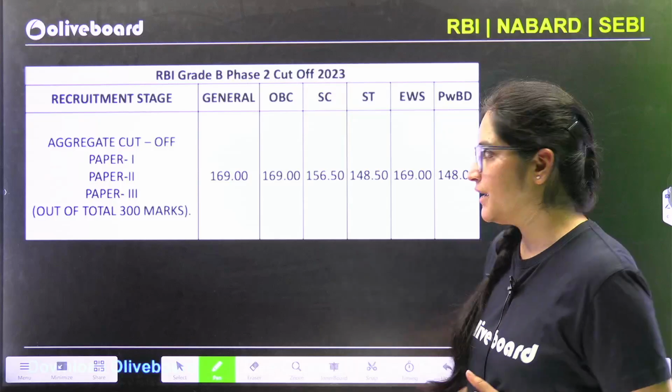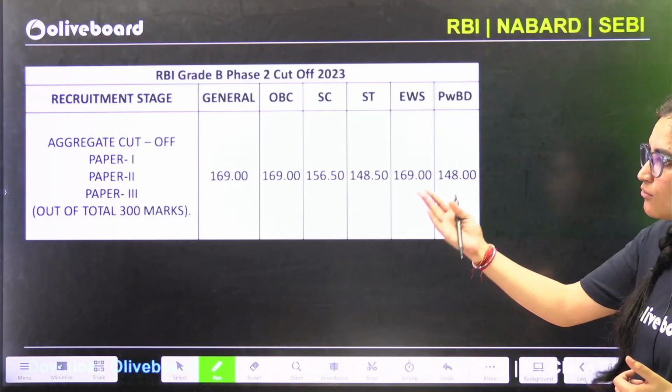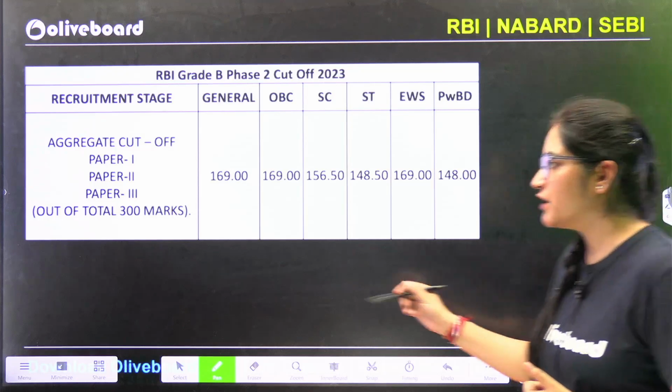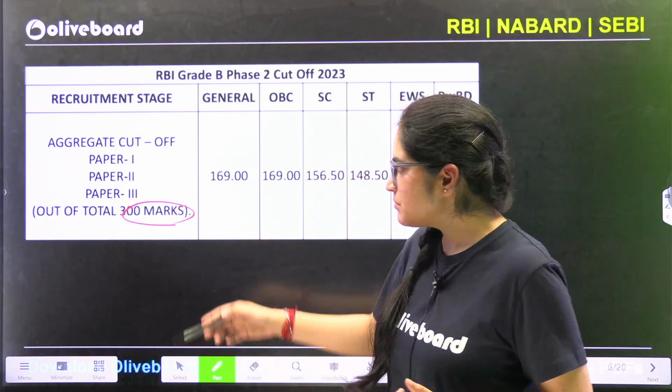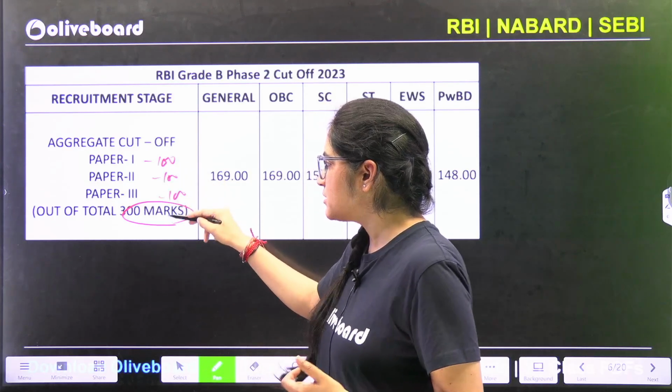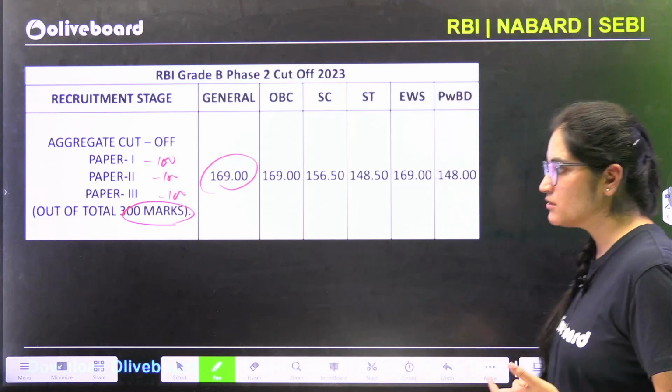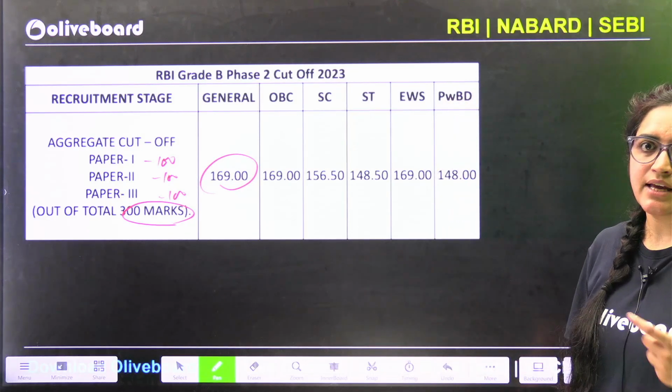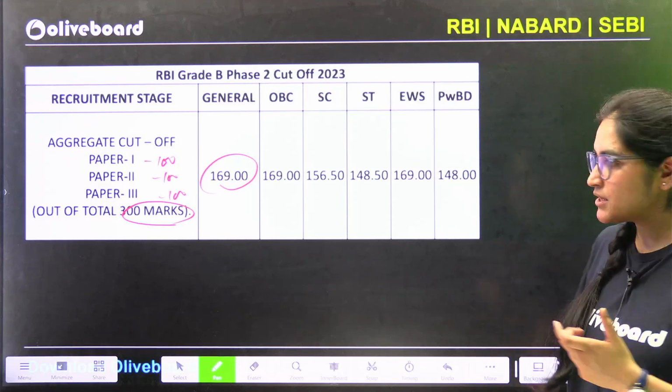फेज 2 की बात करते हैं. In your phase 2, the cutoff was 169 last year out of 300 marks. 300 marks means paper 1, paper 2, paper 3, each one of them were of 100 marks. So in 100, 100, 100 में से you have to just score 169 marks. Yes, 169 marks. Getting these marks is also tough sometimes, and that you can just see.